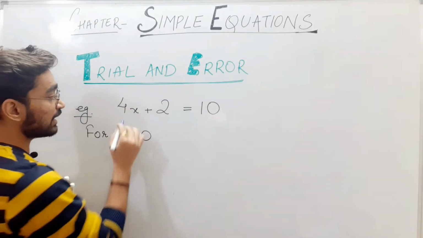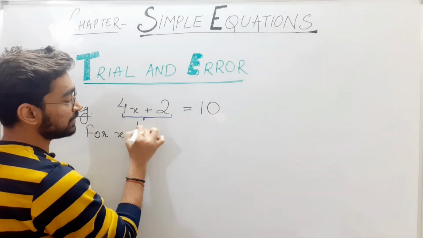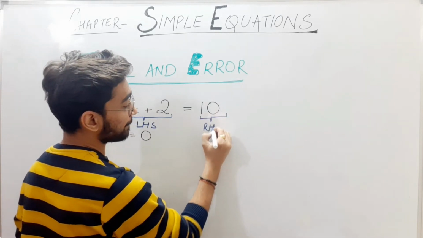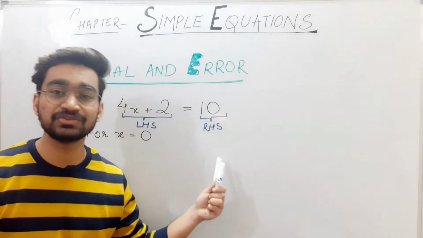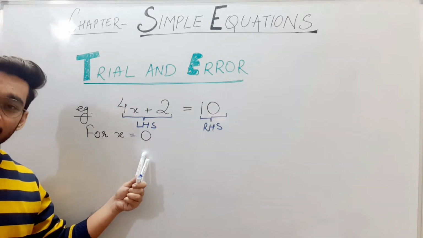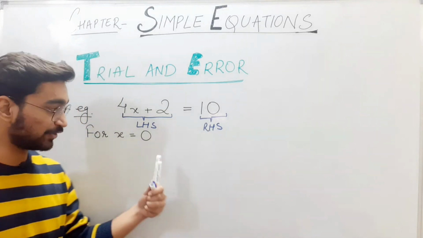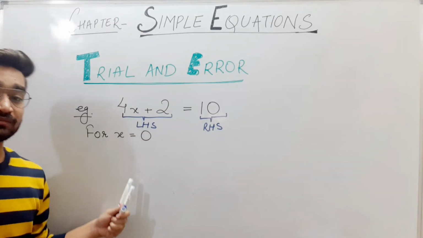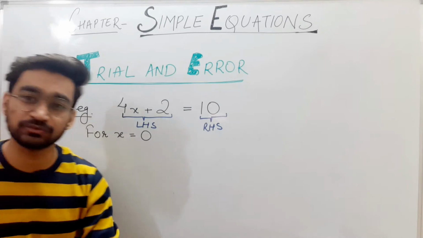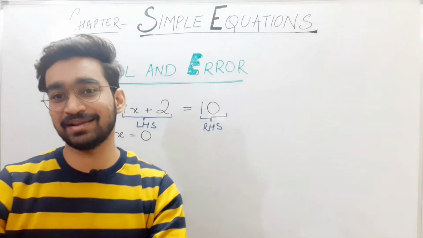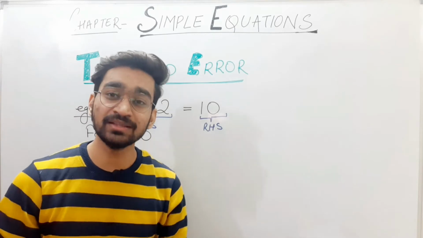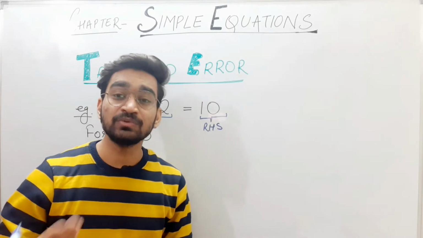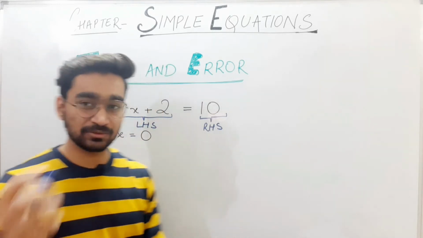LHS means the left hand side. This will be my LHS, and RHS means the right hand side. If the value of LHS and RHS is equal at x is equals to 0, then this will be the solution of this equation. If the LHS and RHS are not equal, we will go for another value. If it matches, it will be the solution, otherwise we will go to the next value. So we are trying again and again, using different values to find the value of our variable. So now let's check.